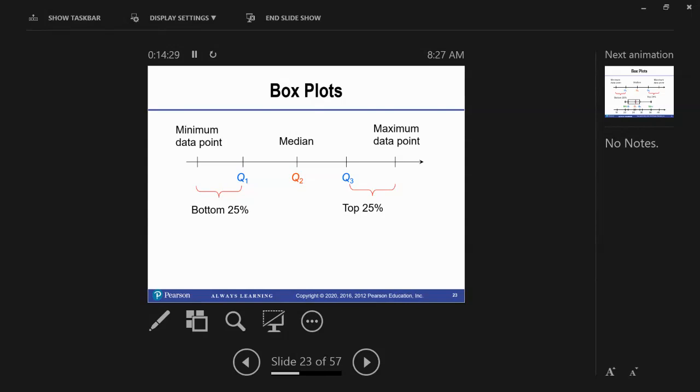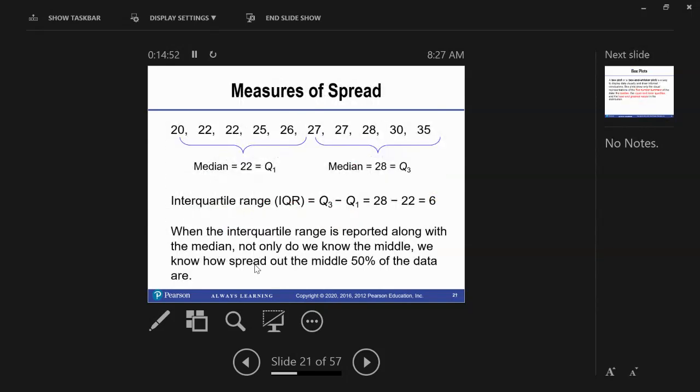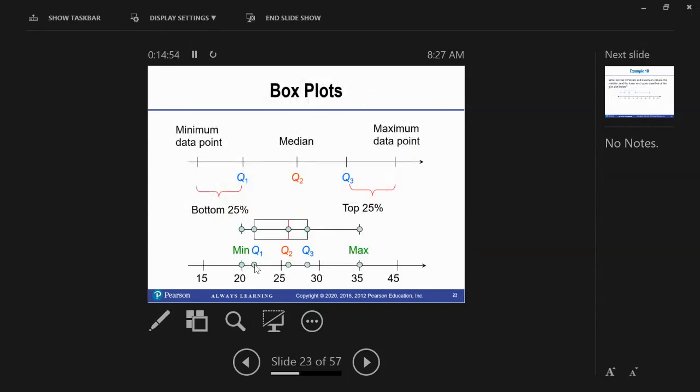So those are the 5 points you'll need to make your box plot. And if we're looking at the data that we were just talking about earlier on the previous slide, then this is what your box plot would look like. Okay, our minimum number is 20. Our Q1 was 22. Our Q2 was 26, our Q3 was 28, and our max is 35.